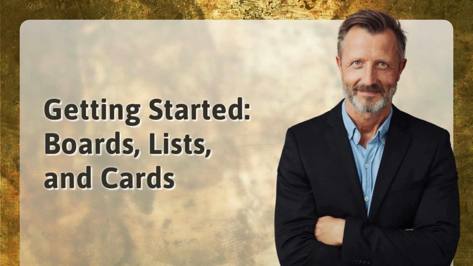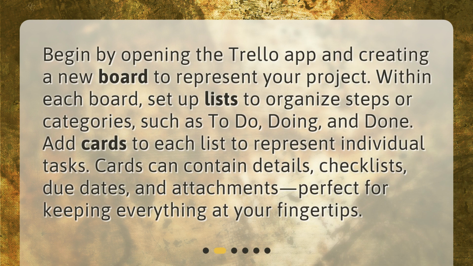Getting started: boards, lists, and cards. Begin by opening the Trello app and creating a new board to represent your project. Within each board, set up lists to organize steps or categories, such as to do, doing, and done. Add cards to each list to represent individual tasks. Cards can contain details, checklists, due dates, and attachments, perfect for keeping everything at your fingertips.